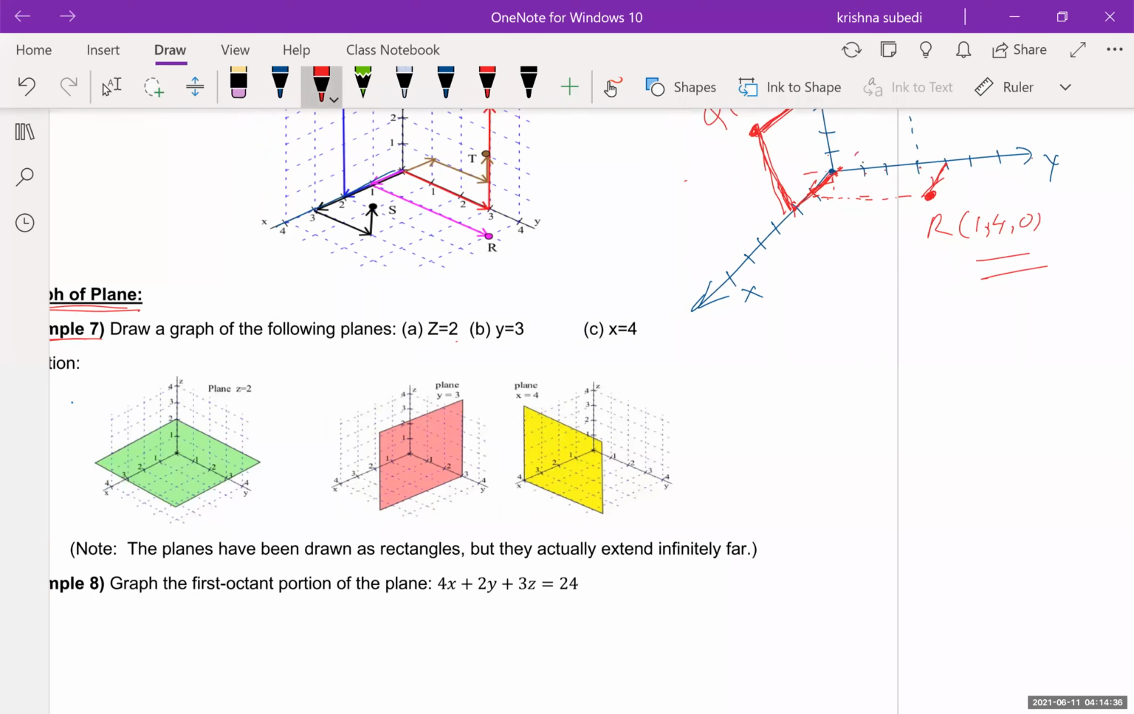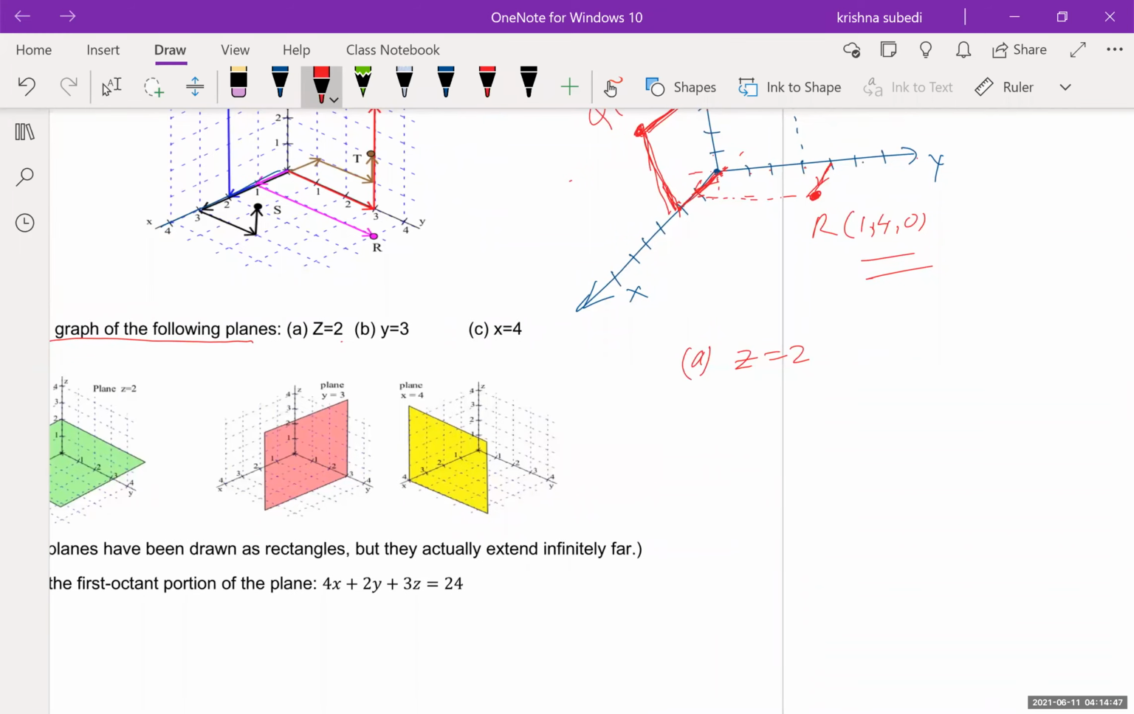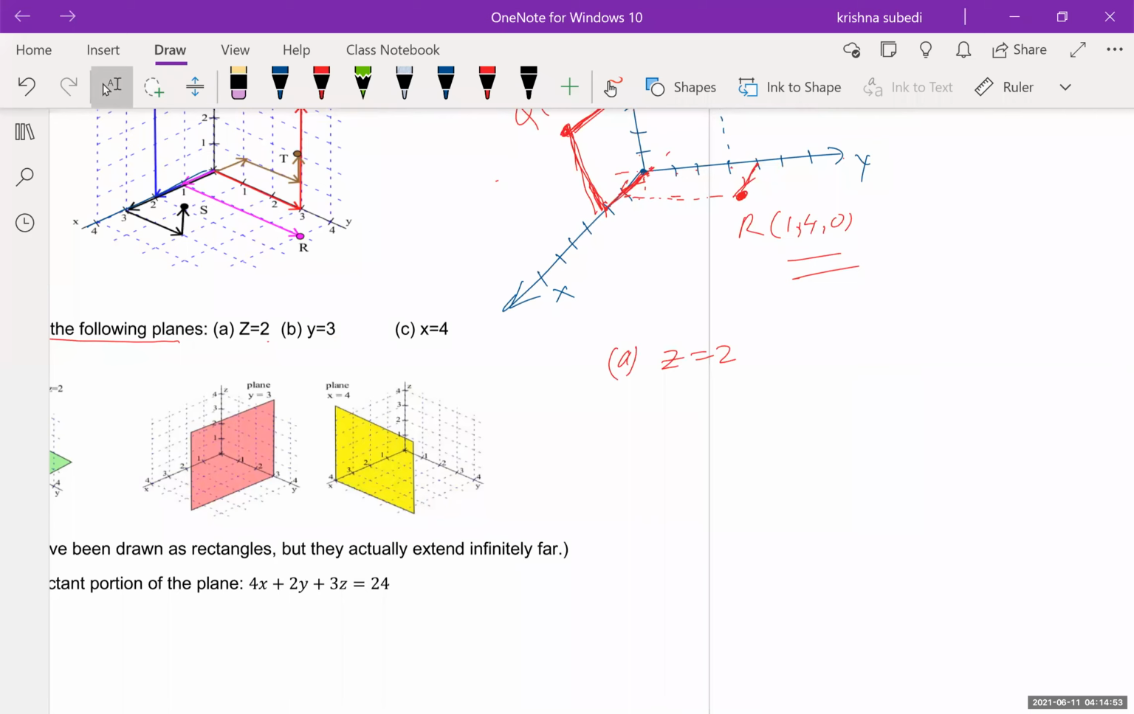In example 7, we want to draw the graph of the plane z equals 2. In part A, z equals 2. What it means is z is fixed, x and y could be any value. We don't know, it could be anything. The only condition here is that the value of z is given, which is always 2.